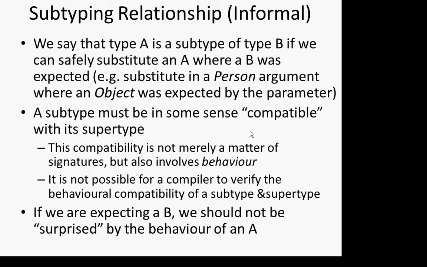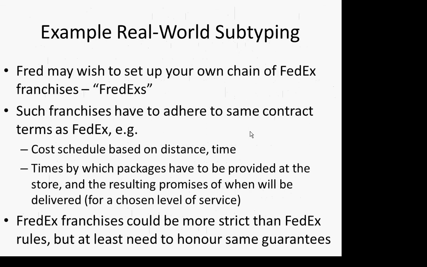If we're expecting, so if we have an A that's a subtype of type B, so if we have an array, it's a subtype of collection, and we're expecting a collection, we should not be surprised by the behavior of an array. It should behave in a way that's compatible with being a collection. We should be able to frob it as we would with any collection. Let me give a real world example for this. And this is going to come home next time more.